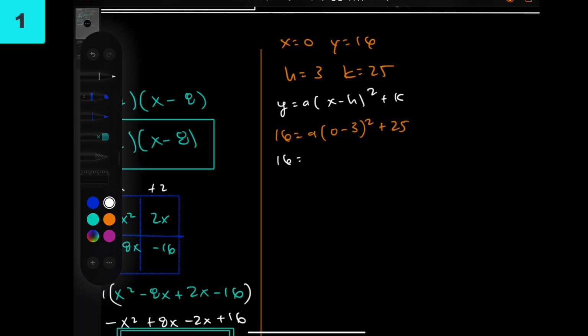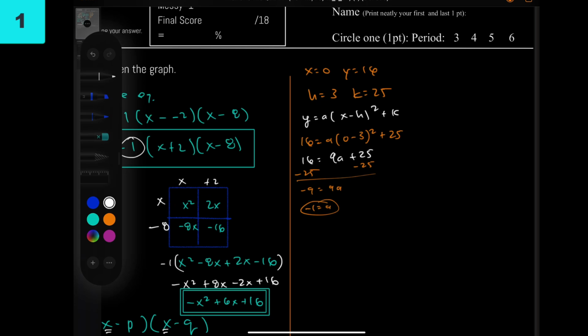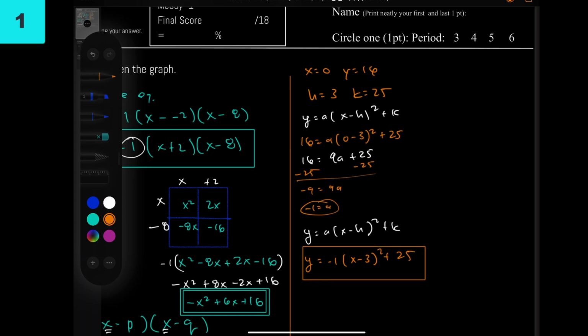X is 0, H is 3, K is 25. 0 minus 3 is -3, -3 squared is 9. So 9A plus 25. Subtract 25. Negative 9, divide by 9 on both sides, is negative 1. And then you'll do the same thing. Plug it back in, keep the x's and y's, a is negative 1, x minus 3 squared plus 25. Okay, so that is vertex form.